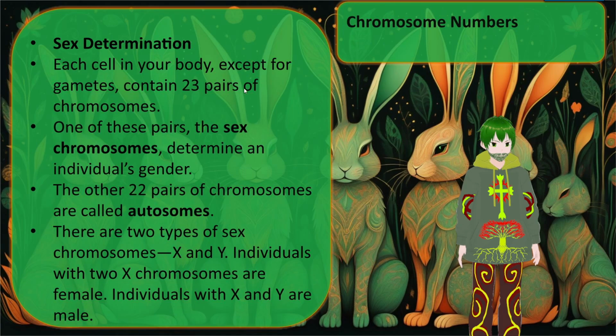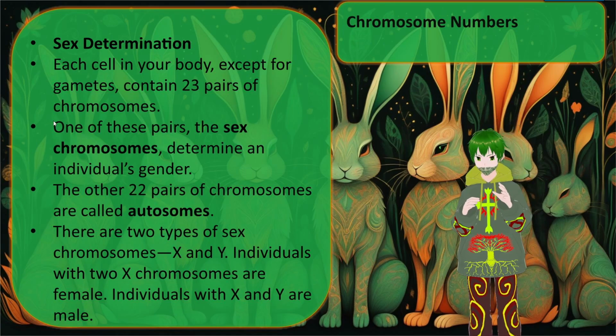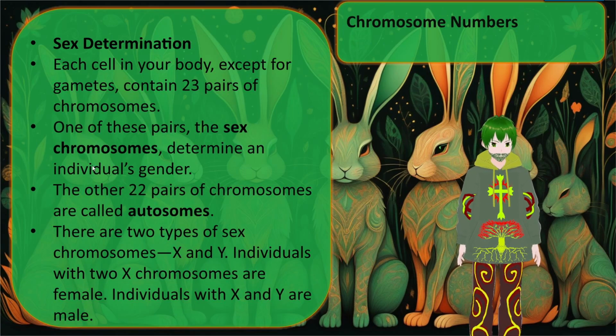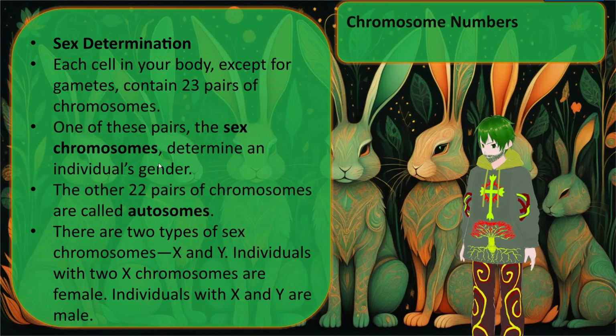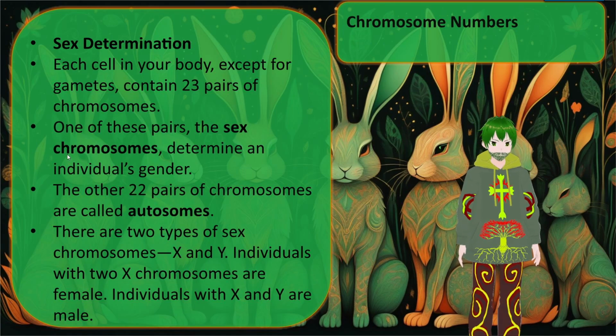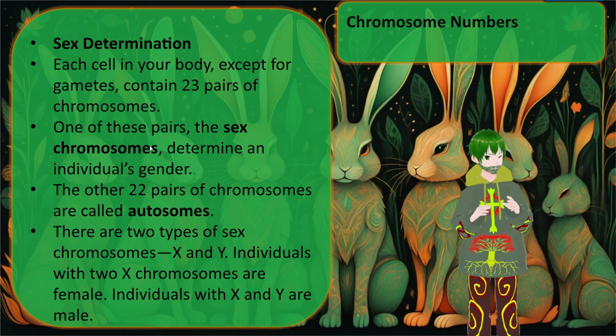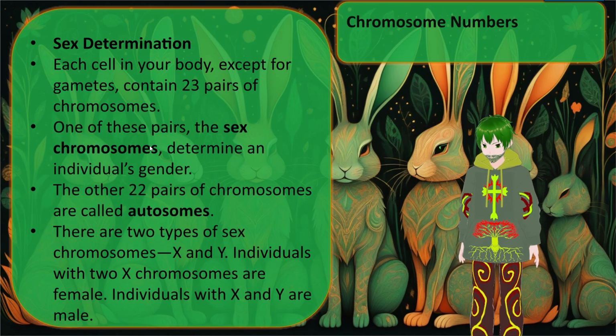Now, sex determination is done by 1 specific pair of chromosomes known as sex chromosomes, the 23rd pair of chromosomes. And generally speaking, if you have 2 X chromosomes, then you are a biological female. And if you have an X and a Y chromosome, you are a biological male.